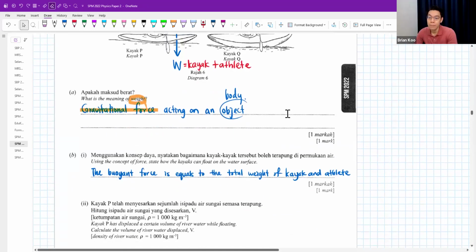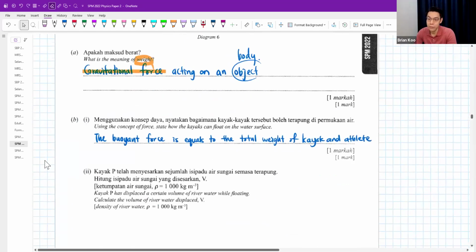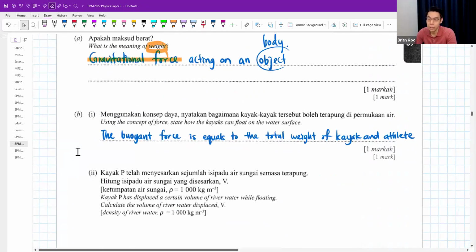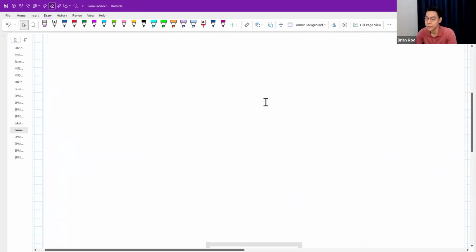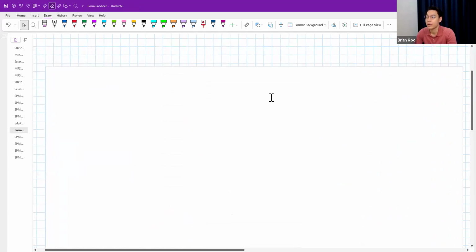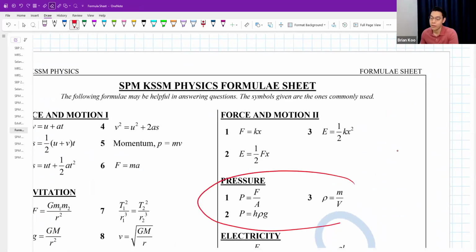Okay, then part 2: kayak P has displaced a certain volume of river water when floating. Calculate the volume of river water displaced. Now if you go to the formula sheet, usually this formula is not given for buoyant force. We take a look for pressure. You cannot find it.